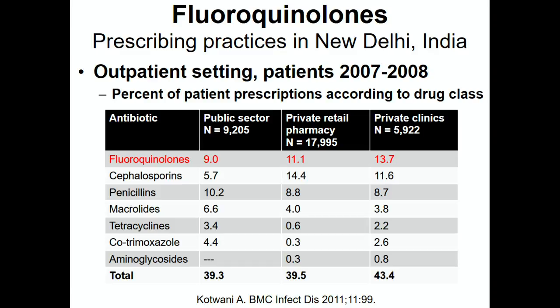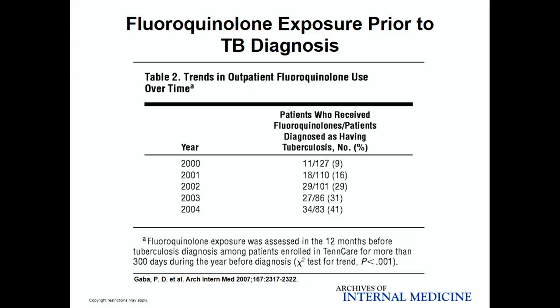And in red, I've got the fluoroquinolones. You can see that in the public sector, the fluoroquinolones came in second. I mean, it was 9% of persons receiving a prescription. And in the private retail pharmacy, also up high, 11%. And in private clinics, it was almost 14% received a fluoroquinolone. So a high proportion of persons receiving this class of antibiotics.